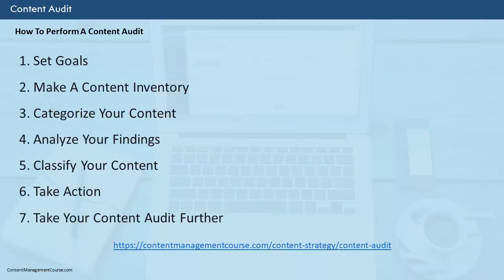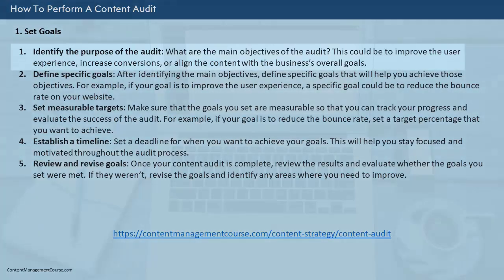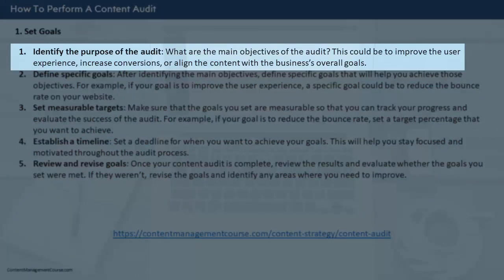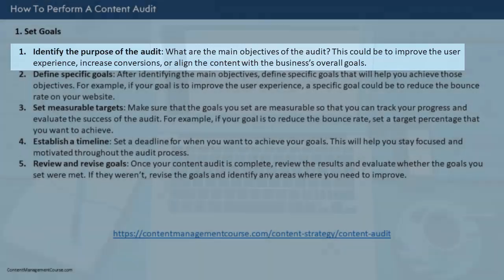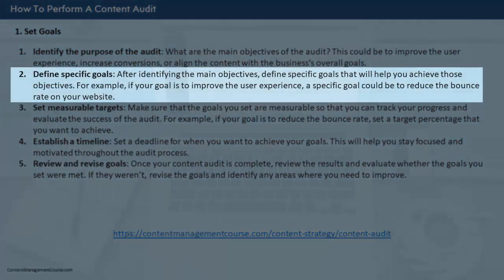Well, the first step is to set some goals. So here are some general goals that we'll want to set. First, we'll want to start by identifying the purpose and the main objectives of the audit. This could be to improve the user experience, increase conversions, or to align our content with the overall goals of our business. Once we have identified the main objectives of our content audit, the next step is to define the specific goals and steps that will help us achieve those objectives.